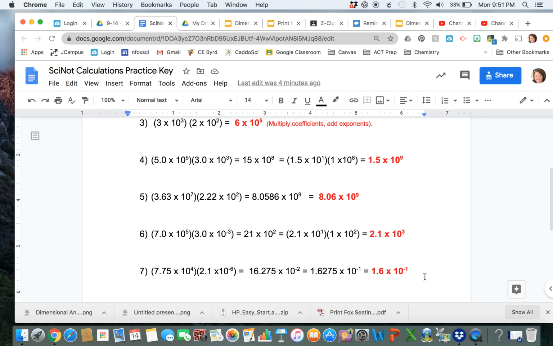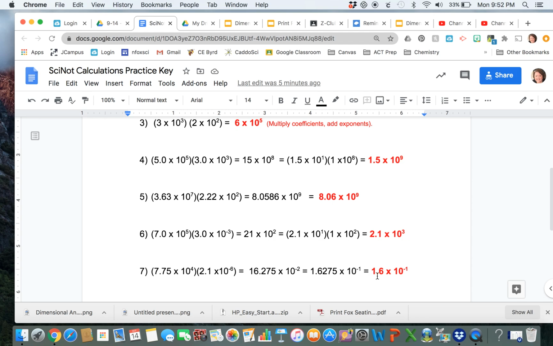Number 7, another multiplication. 7.75 times 10 to the fourth times 2.1 times 10 to the negative 6. 4 minus 6 is minus 2. That's our exponent. 7.75 times 2.1, excuse me, is 16.275. This number is not between 1 and 10, so we move it to 1.6275 times 10 to the first. I didn't show that step. And 10 to the first and negative 2, positive 1 and negative 2 is negative 1.